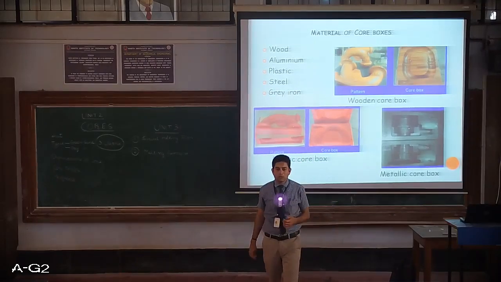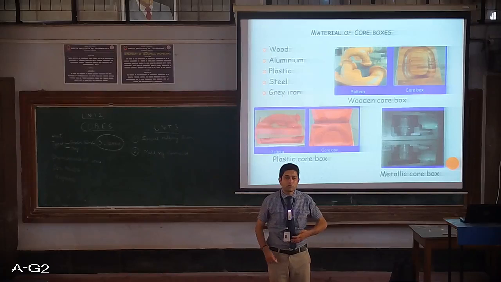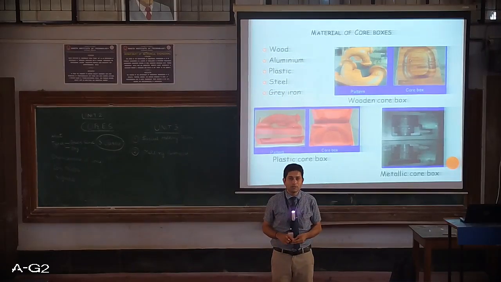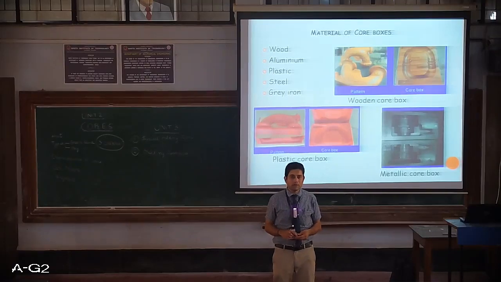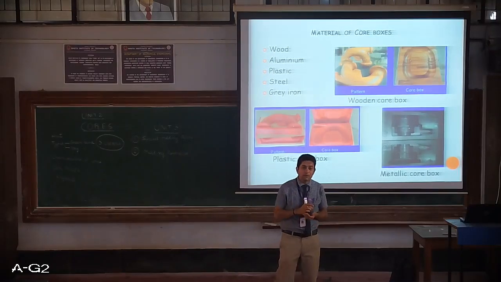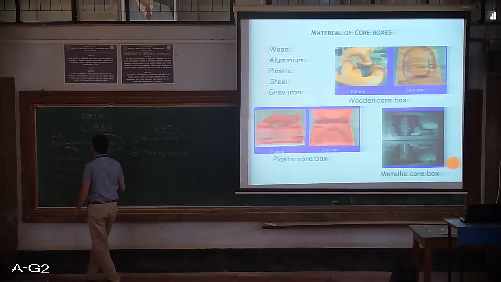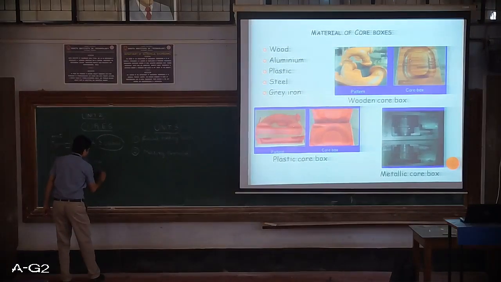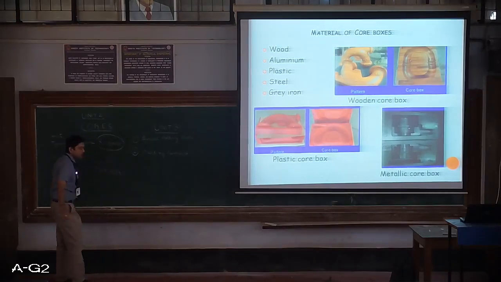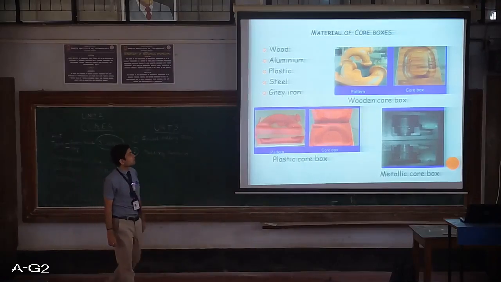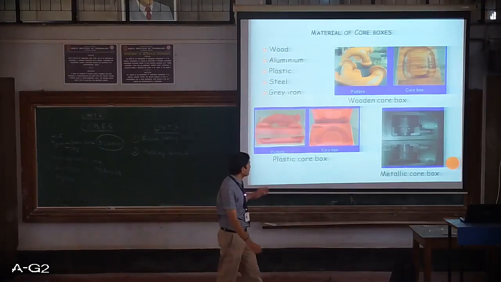If you can go for a visit to a foundry, you will try to understand this in a better manner. For right now, you can understand that different metals can be used for making the cores, and the cores are made inside the core box. Those are called the materials used for making the cores, and even for the core boxes. So this we have discussed.